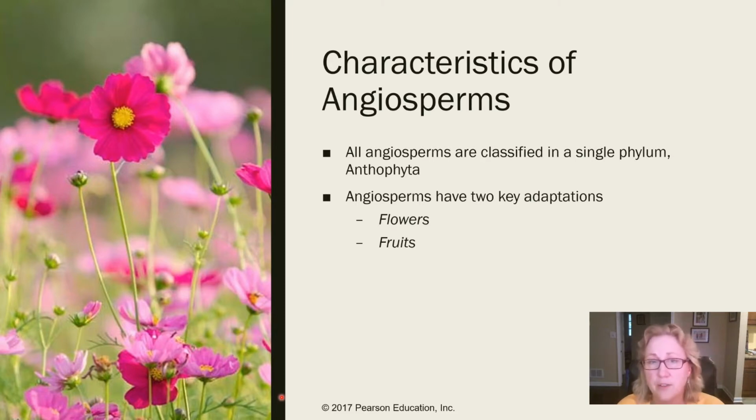We have almost 300,000 Anthophyta. All angiosperms have flowers and fruit. Flowers aren't always showy. If the flowers of a particular angiosperm are large, colorful, showy, that means they're attracting a pollinator, usually an animal of some kind. Bees, hummingbirds, even bats pollinate. And all angiosperms have fruit.